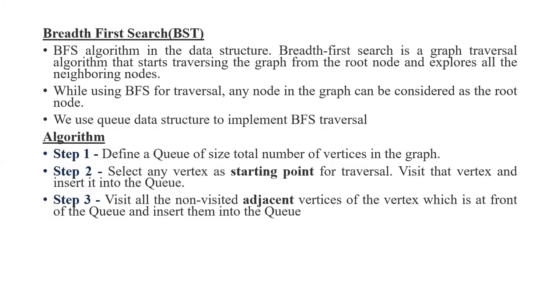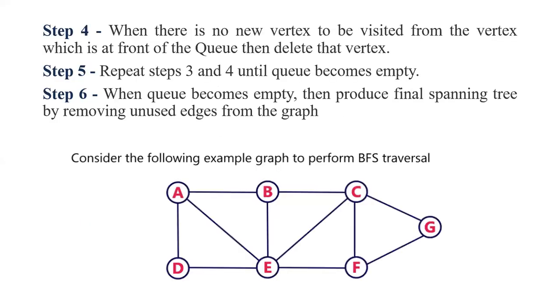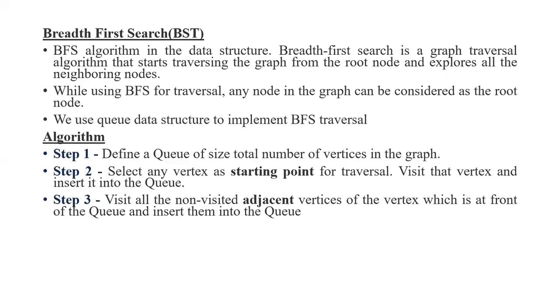Breadth first search is a graph traversal algorithm in data structures that starts traversing the graph from the root node and explores all the neighboring nodes. While using BFS for traversal, any node in the graph can be considered as the root node. We use a queue data structure to implement the BFS traversal. Now let us see the algorithm.